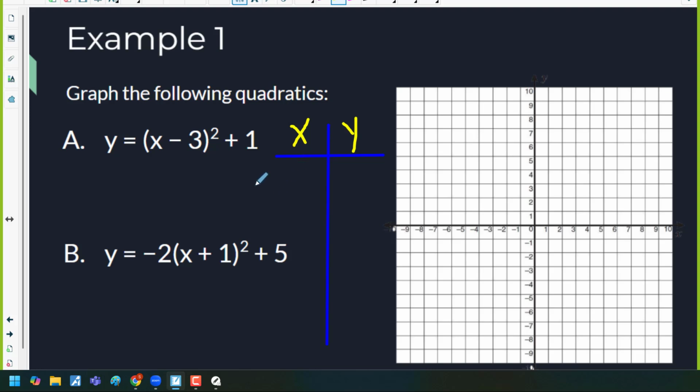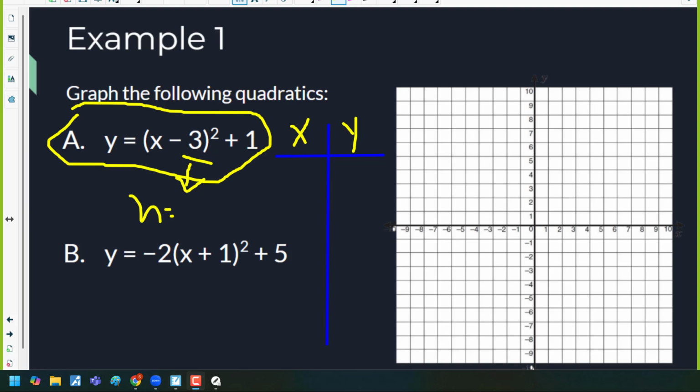Now, you should always pick 5 x values. And the way to decide what those 5 x values are is very simple. You look at your h value. That's always the first value. Now here, what is my h value? H is equal to what? I'm gonna ask the class. Got it, Krish. The answer is 3.